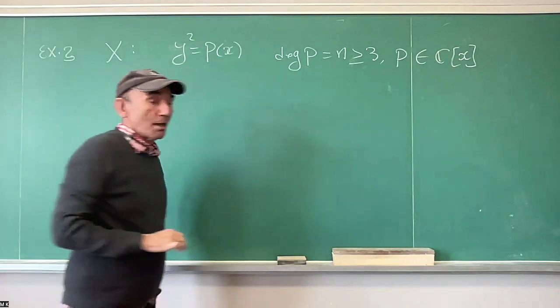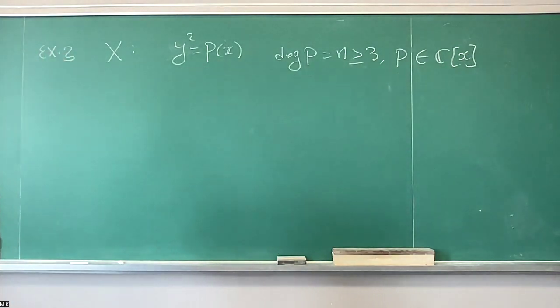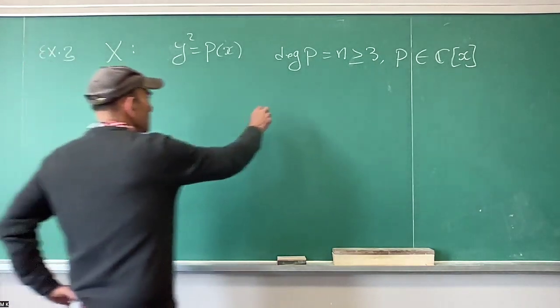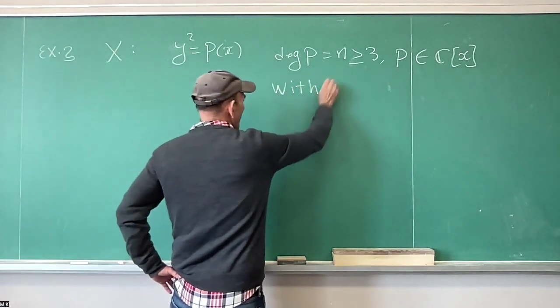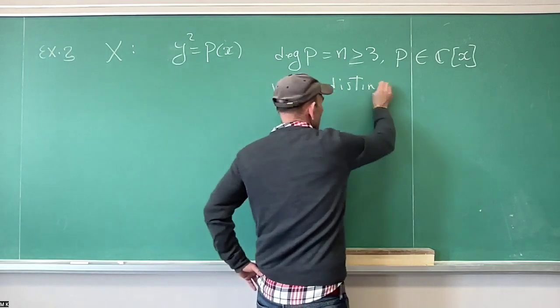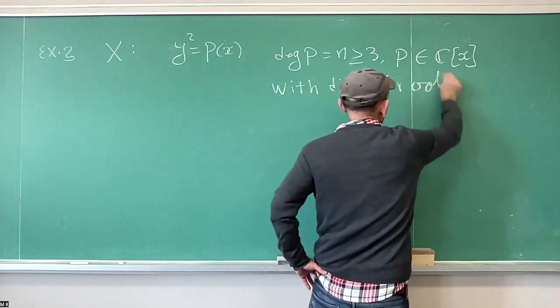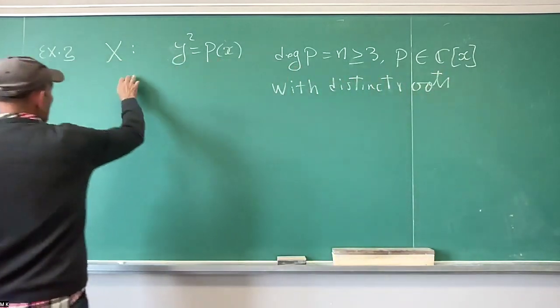Okay, now there was one condition that I insisted on in order to make sure that this defines a smooth affine curve. What was that condition? Do you remember the condition that I imposed? Does not have repeated roots. No repeated roots. The derivative does not vanish. There is no point where both P of z and P prime of z are equal to 0. That's right, yeah. So basically with distinct roots, I just say. With distinct roots.